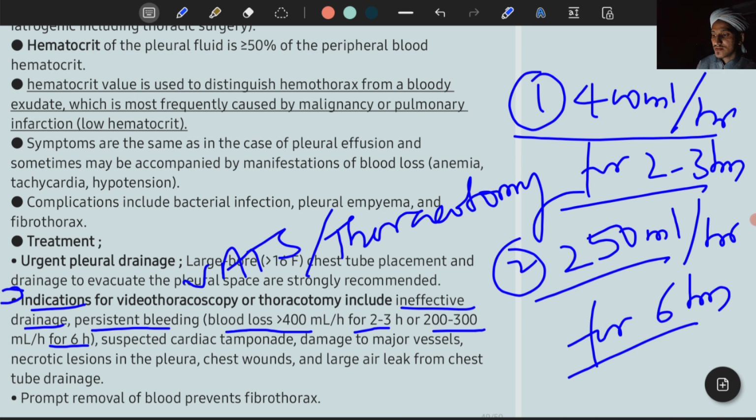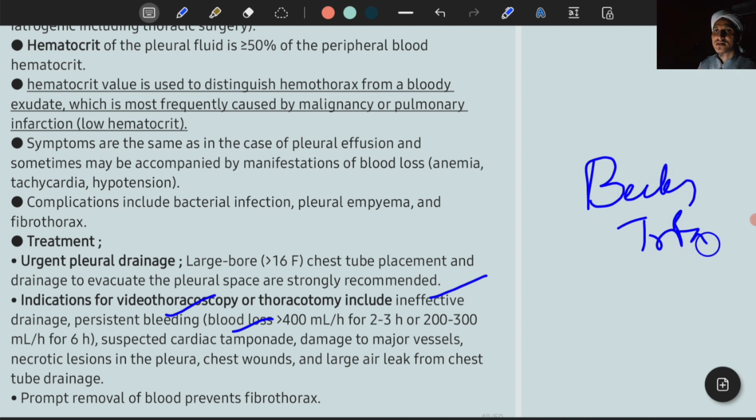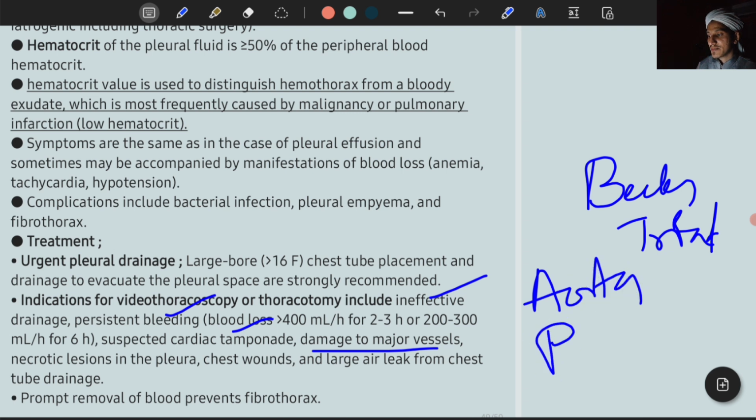Then suspected cardiac tamponade. What will happen in cardiac tamponade? There will be Beck's triad: raised JVP, muffled heart sounds, hypotension. So when there is suspicion of cardiac tamponade, you should tap. Damage to major vessels like the aorta or pulmonary artery, when bleeding is from these, you should urgently do surgery.